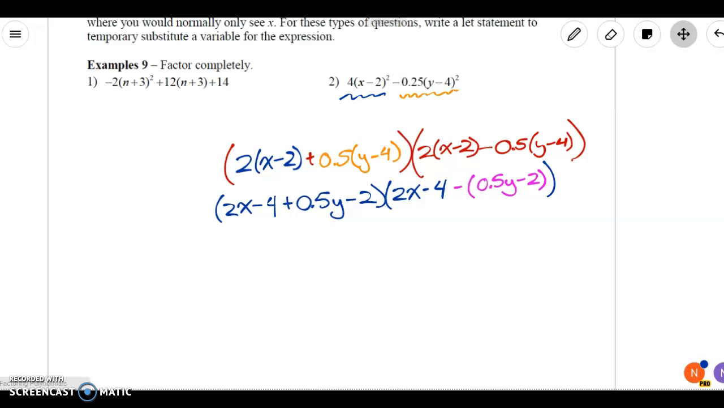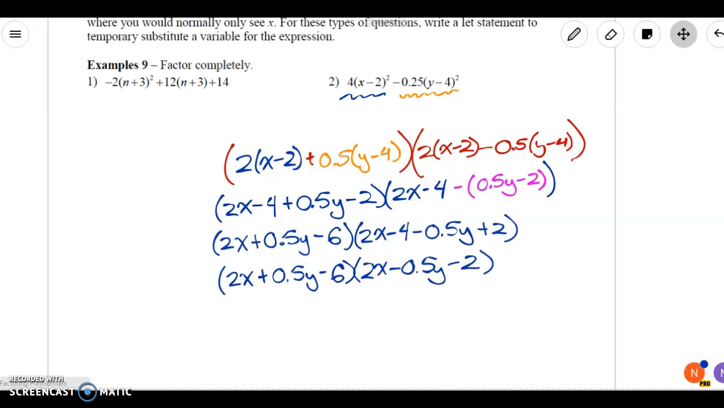So let's combine what we can in the left and write the right side up. There we go. Now it's not looking all that pretty. We still have a lot of terms, but that's pretty much as much as we can combine. So our factored form is 2x plus 0.5y minus 6 times 2x minus 0.5y minus 2.